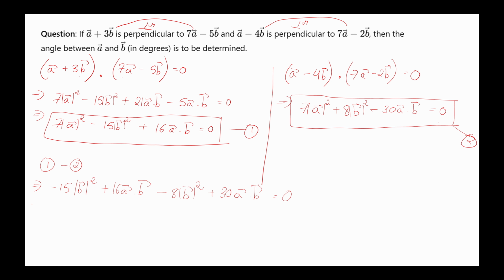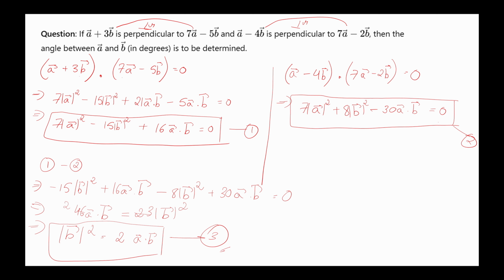This would be equal to 0, and upon solving this further, what are we going to get? This would become 46 a vector dot b vector equal to 23 b vector modulus square. So from here we can see that 23 cancels out 46 with 2, so here we get b vector modulus whole square is equal to twice of a vector dot b vector. So this is our third equation that we are getting.